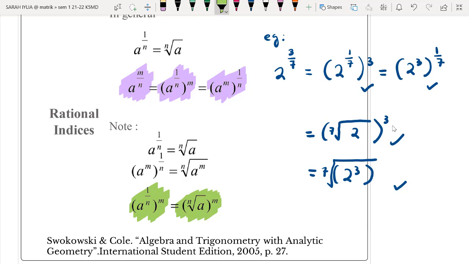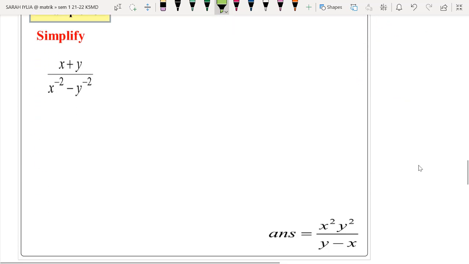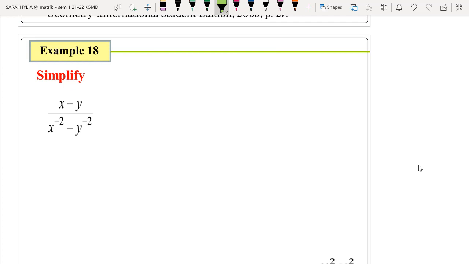Itu sahaja untuk rational indices. Okay, let's practice some examples. Baru kita boleh faham kita terror ke tak rule ni sebenarnya.